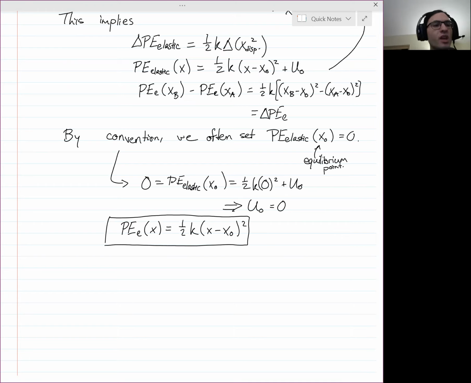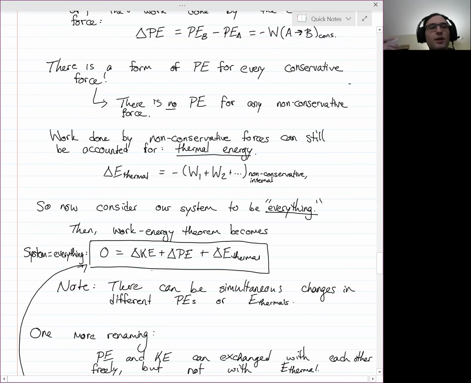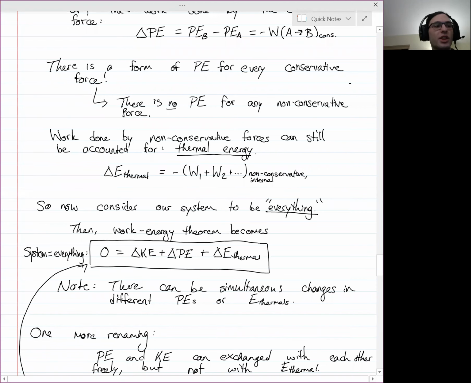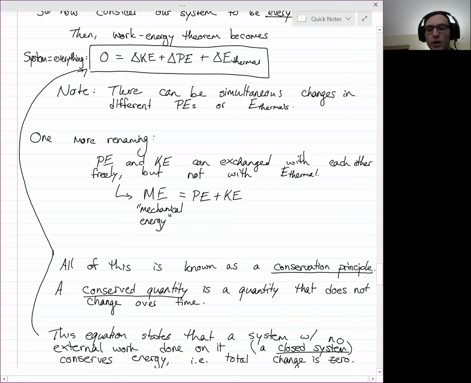All right, so those are the two potential energy functions that we're going to see a lot, but we're not done yet, because remember that we were talking about three different types of energies. We had kinetic energy, which we've already discussed a while ago. We have potential energies, which we've now given two formulas for, two different potential energies. We have yet to talk about thermal energies. So let's do that really quick.